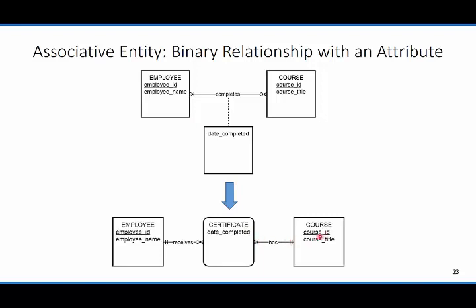So basically it reads like this. A course has 1 to many certificates just as a course has 1 to many employees. An employee receives 0 to many certificates just as an employee completes 0 to many courses.